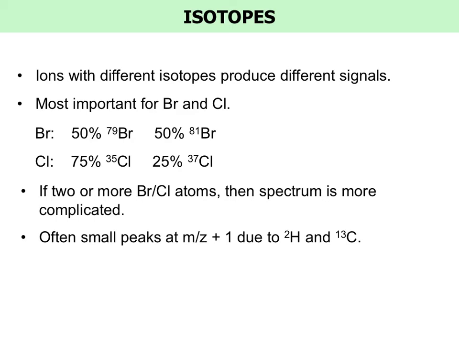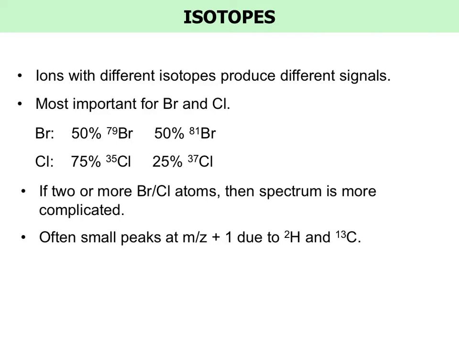So bromine has 2 isotopes, bromine 79 and bromine 81, and their relative abundances are both 50%. And chlorine, we've already seen, we've got chlorine 35, 75% of all chlorine is that, and 25% of all chlorine is chlorine 37. And the spectra involving these elements can actually be more complicated than what we've seen already.